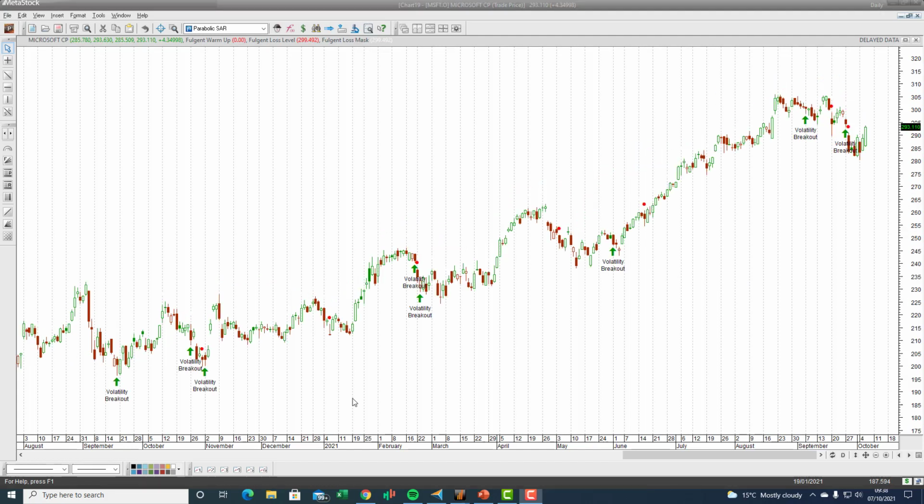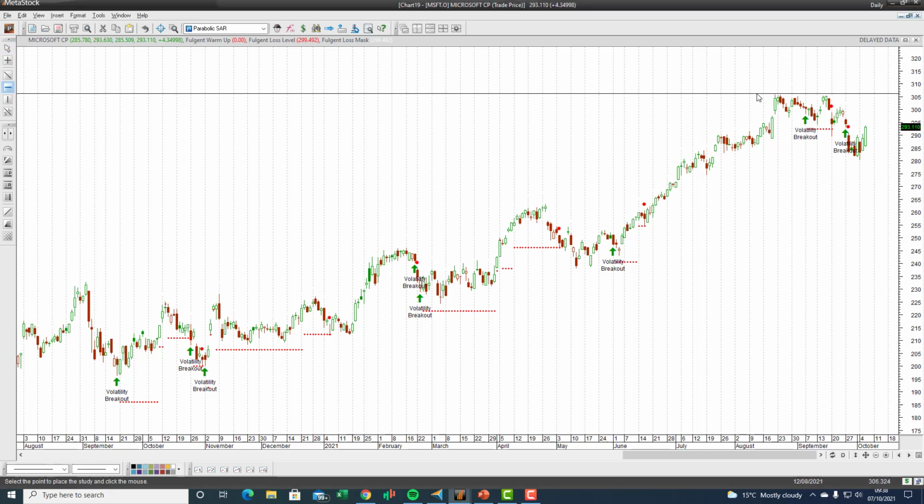Trading Microsoft using artificial intelligence. You can see lots of volatility breakout trades here. Volatility June, July, August captured a lovely rally. The last one there got stopped out, and we have a new volatility breakout. It will be interesting to see if it's going to get a follow through on that, and the upside target there would be these old highs for Microsoft, for example.